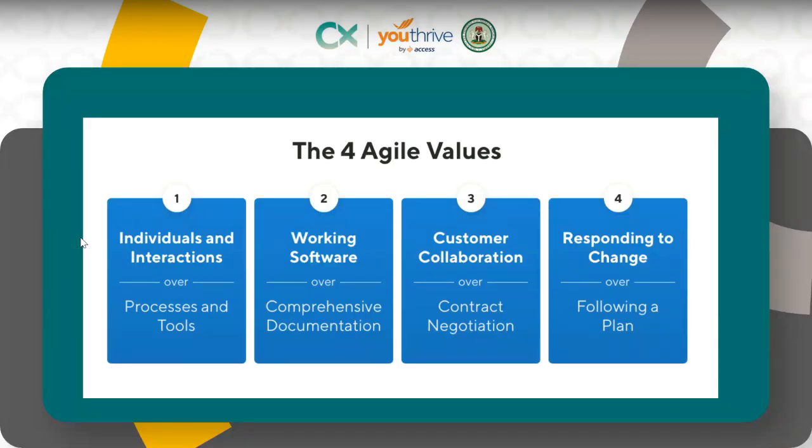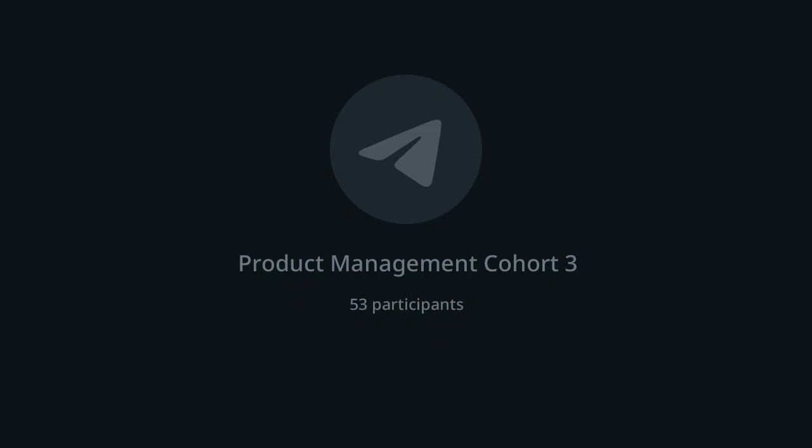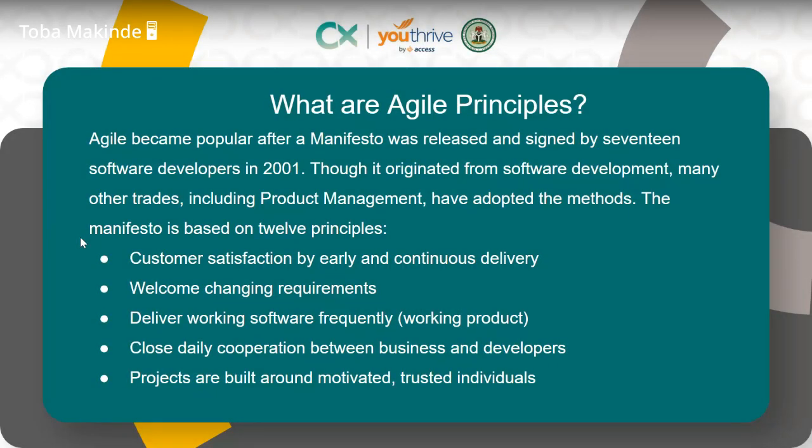All right. So now, what are the Agile principles? Remember, initially I mentioned the manifesto. Agile became popular after a manifesto was released, signed by 17 software developers in 2001. So there's what we call the Agile manifesto. Though it originated from software development, many other trades, including product management, have adopted the method of the Agile Manifesto, and it's based on 12 principles.